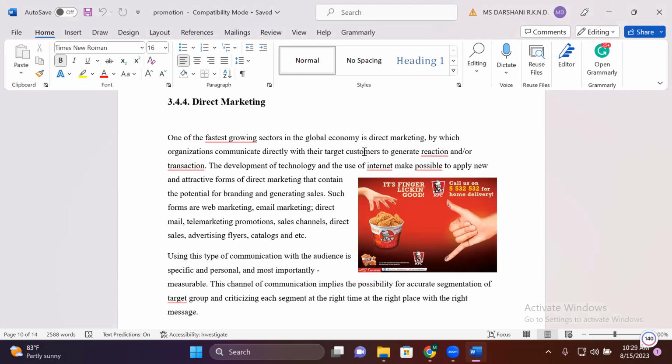So that's what it says. It promotes the brand and the sales. Such forms are web marketing, email marketing, direct mail, telecommunication, telemarketing promotions, sales channels, direct sales, advertising, flyers, catalogs. All these things come under digital marketing concepts. Using this type of communication, the audience is specific and personal, and most importantly, measurable. This channel of communication implies the possibility of accurate segmentation of the target group and addressing each segment at the right time, at the right place, with the right message.